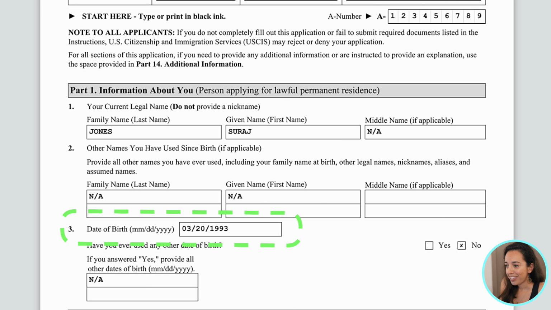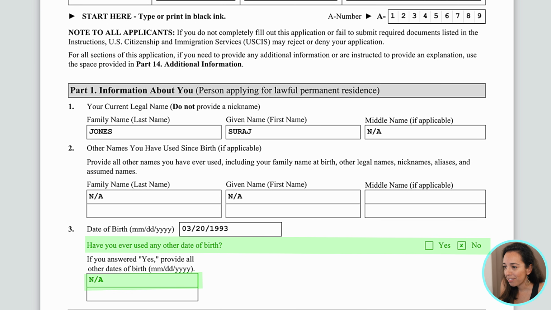Question 3 asks your date of birth, so just remember it's the month, day, and year in that format. It also asks, have you ever used any other date of birth? We wrote no. If you answered yes, there's a space to fill in any other information. We wrote NA.